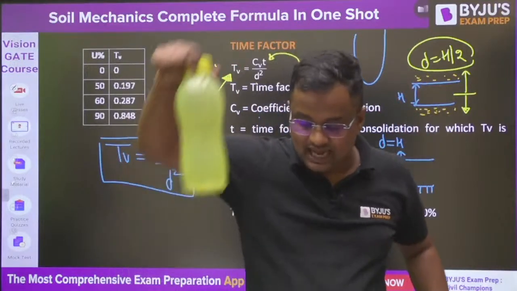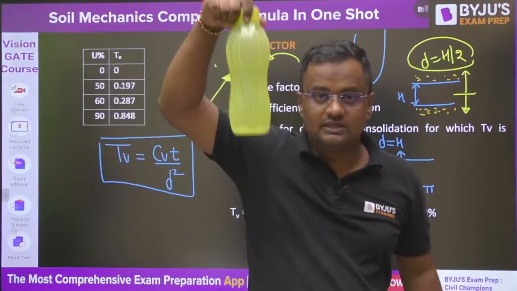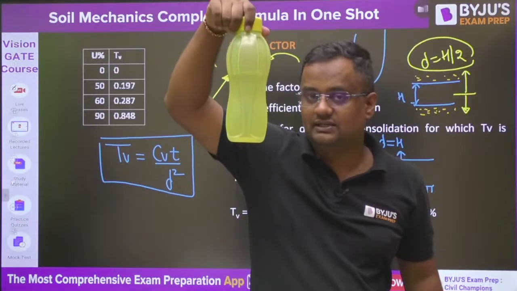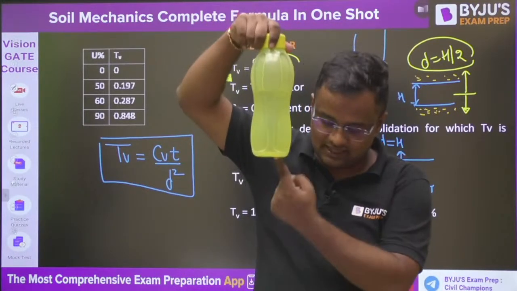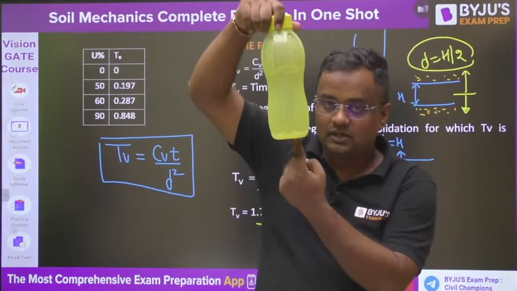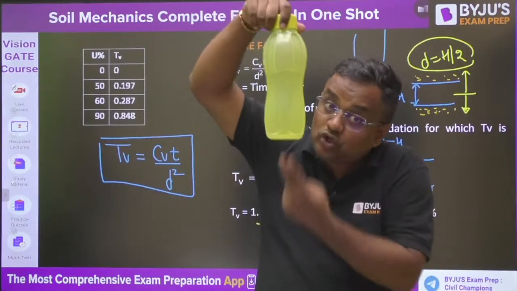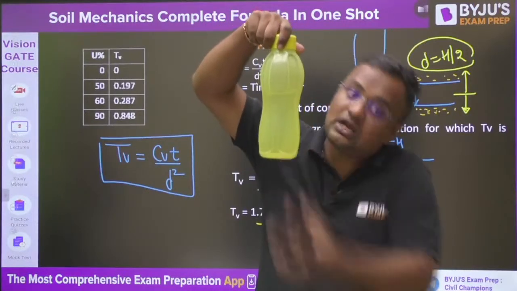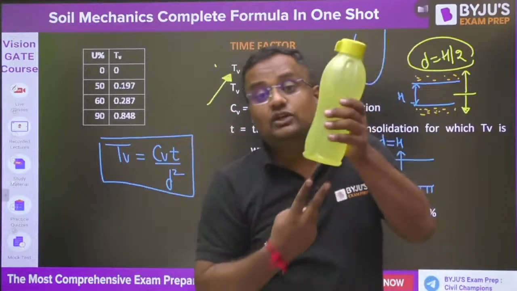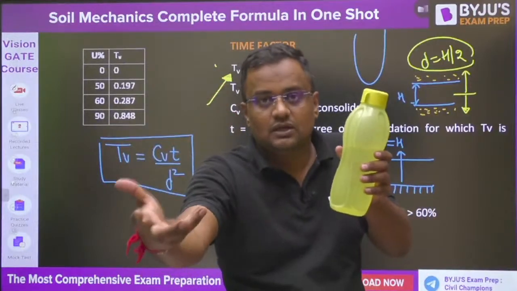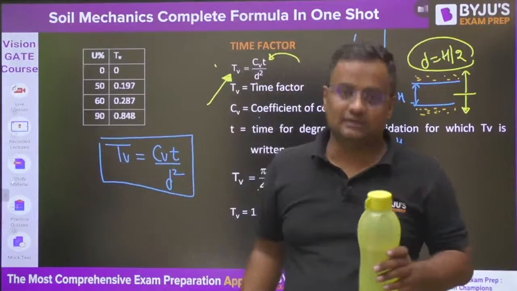Suppose in this bottle there is half liter of water. If I put one hole here, then half liter will go down. If I put 2 holes here, then also half liter will go down. By putting 2 holes, this will go faster, but total half liter will go.